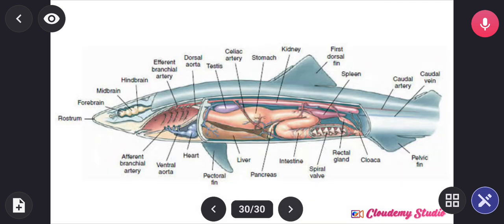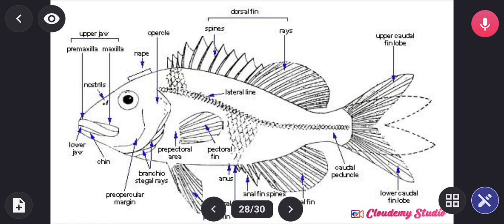So they have something we know as the lateral line. Look at it. This is the lateral line in their body, which is used for sensing movement inside water. The lateral line is sensitive to waves and other motion in water, alerting the fish to the presence of either prey or predators.